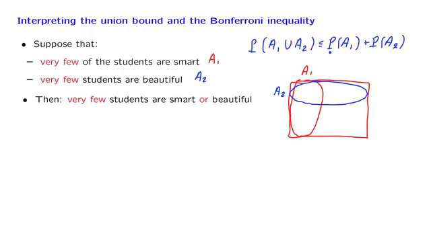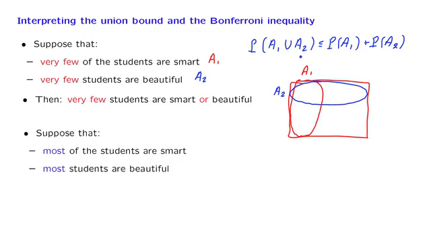So, if this probability is small and that probability is small, then this probability will also be small, which means that there is only a small number of students that are either smart or beautiful. Now let us try to turn this statement on its head. Suppose that most of the students are smart and most of the students are beautiful. So in this case, I'm telling you that these sets A1 and A2 are big.